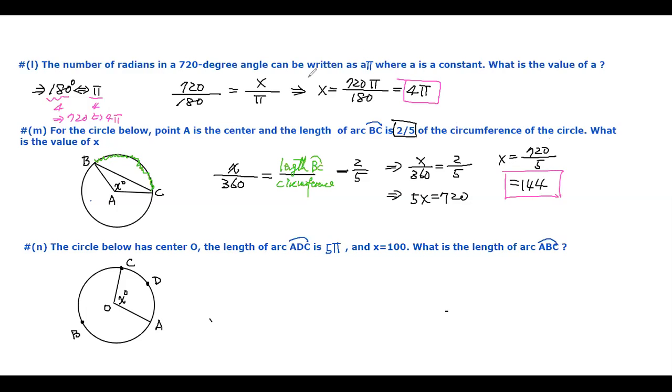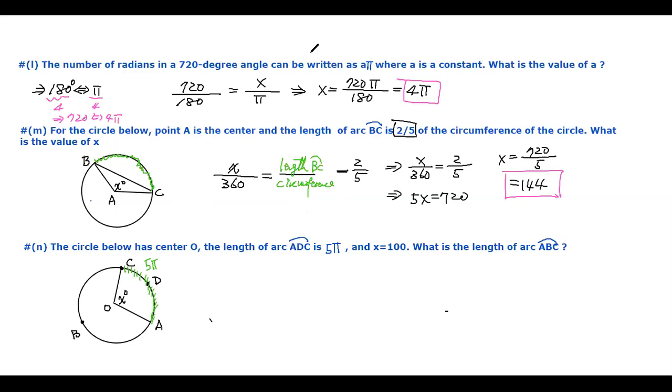Okay, and then the last problem here. The circle below has a center O. The length of the arc AC is 5 pi, and x is 100 degrees. What is the length of the arc ABC here? Okay, so let's take a look. This length is 5 pi, and x is 100 degrees, right? So what is the length of ABC here?